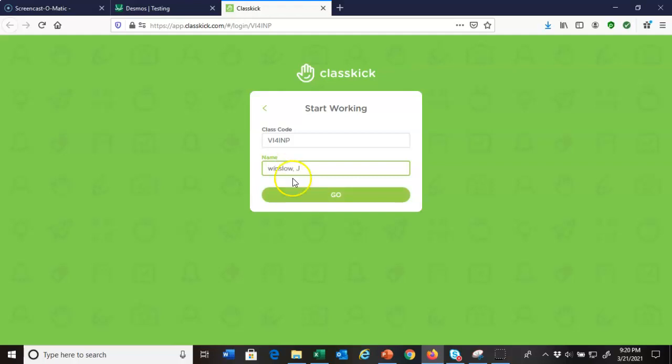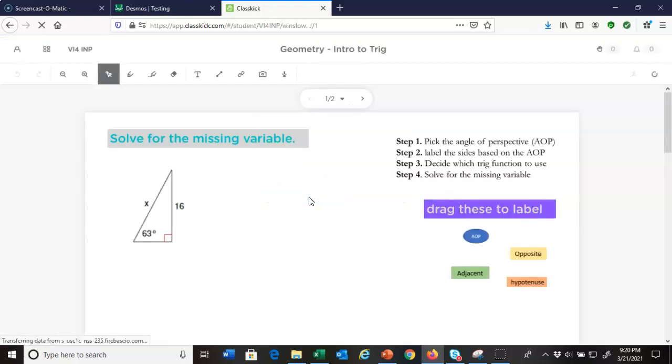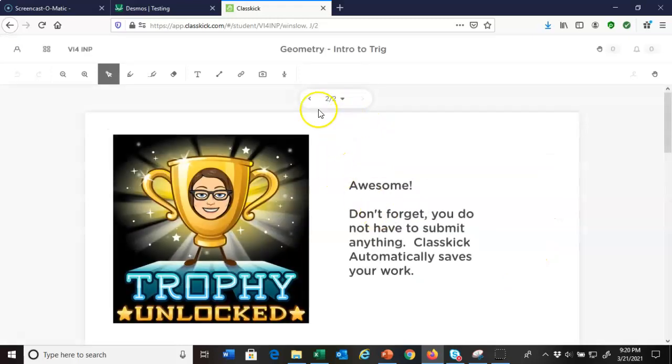Winslow J. And click go. As soon as you click go, the screen will appear for you guys to do the problem, and just follow the steps. It wants you to solve for the missing variable and also drag these to label. So you can choose your angle of perspective, whether it's that one or this one. You can label the sides and all that. Then you'll click to the next slide, you go to the thank you message, and you don't have to submit anything. There's nothing to push that says submit or I'm done, because ClassKick automatically saves your work. As soon as you put your name in that first screen, you're in, and that's all you have to do.